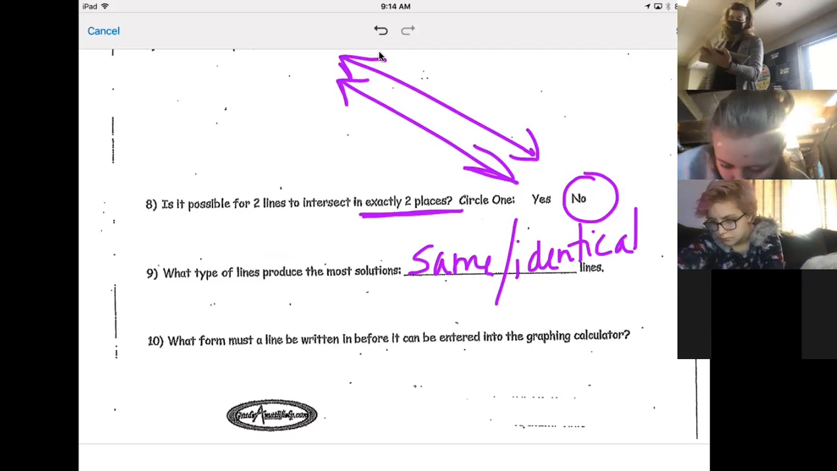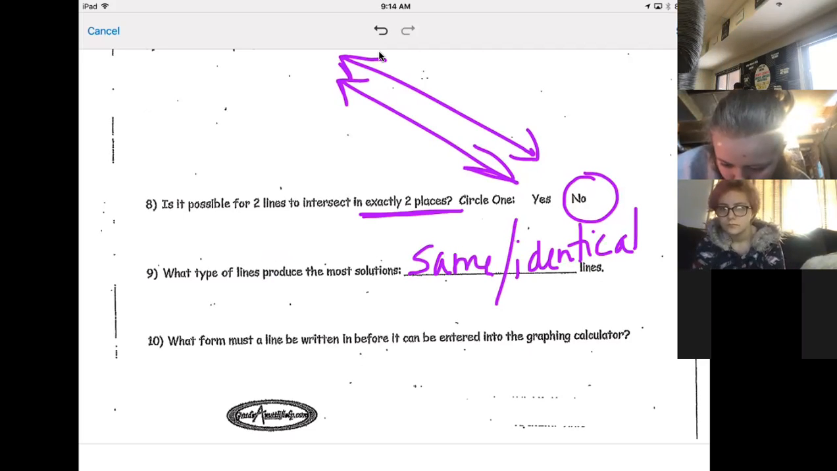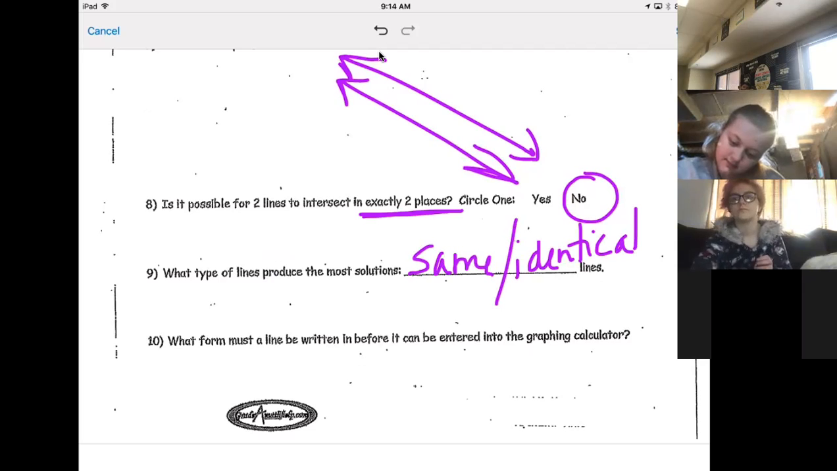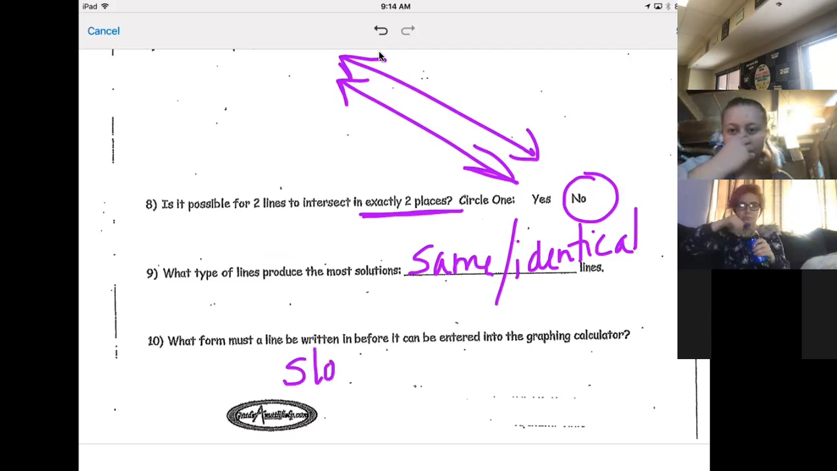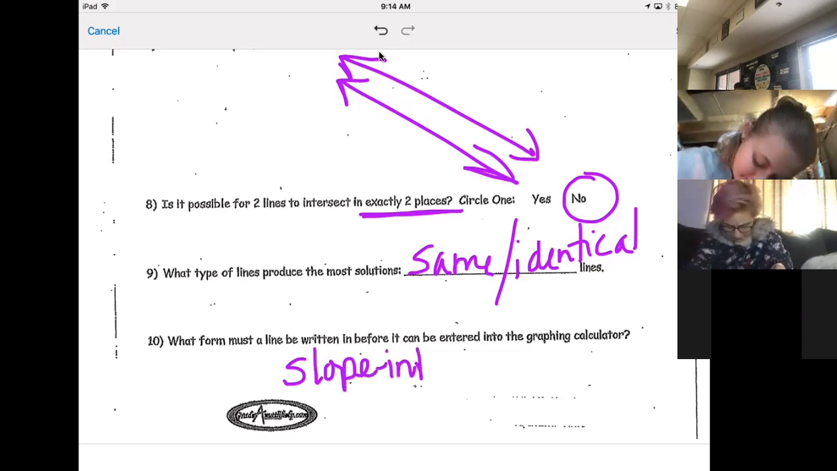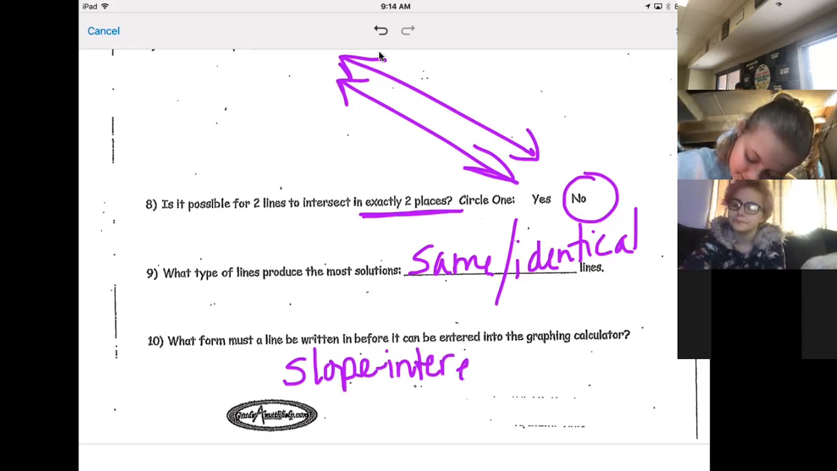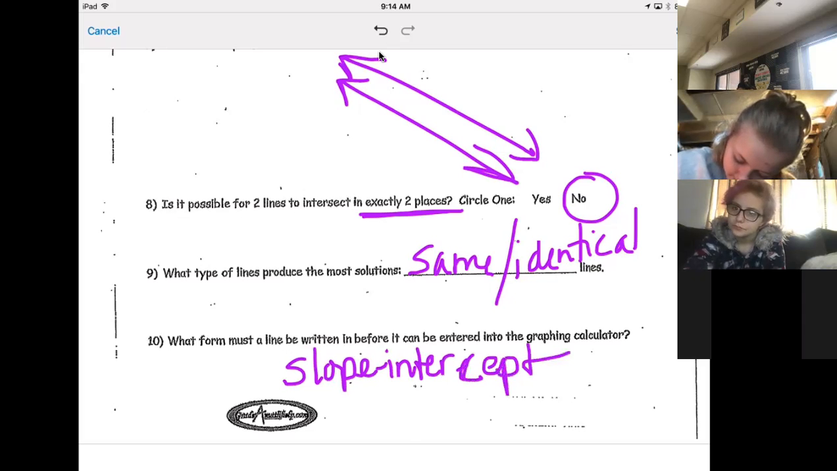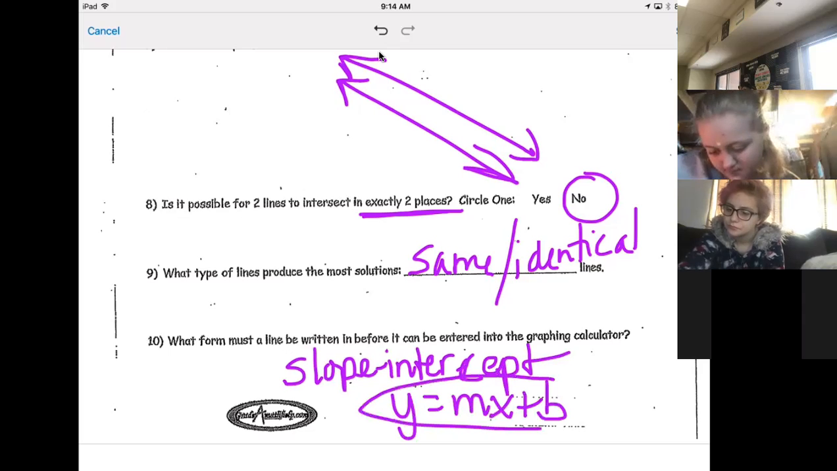What form must a line be written in before it can be entered into the graphing calculator? You guys haven't done anything with the graph. What's the way we like to graph it the most? Slope-intercept form. If you don't remember, slope-intercept form is y equals mx plus b. So if you have it in this format, you can graph it in the graphing calculator.